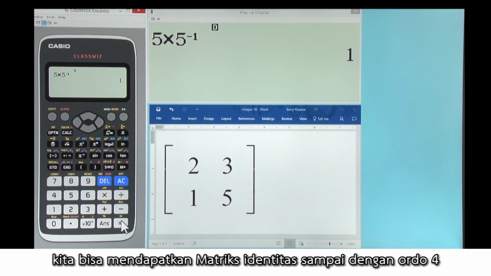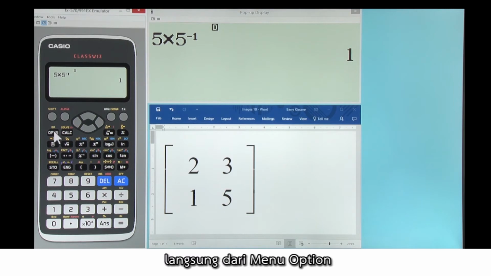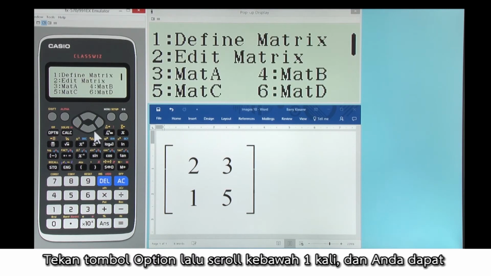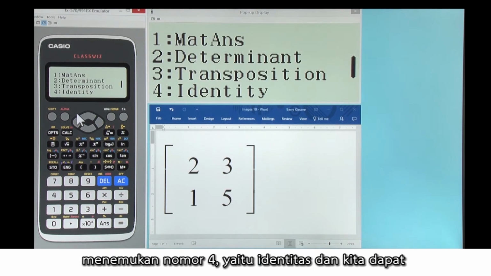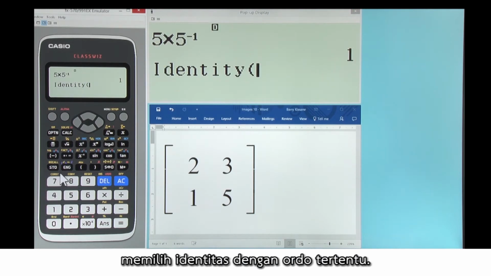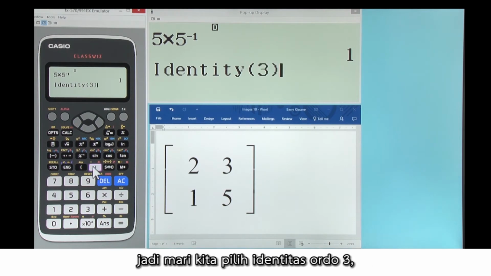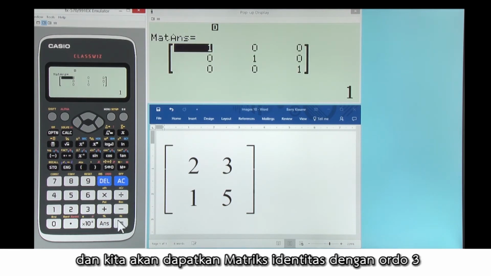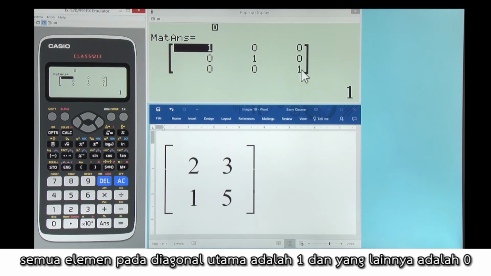We can get identity matrices of up to size 4 directly from the option menu. Option, move down 1, and you can see number 4 says identity, and we can choose an identity of a particular size. So let's choose an identity of size 3, and there's the identity matrix of order 3. All the diagonal elements are 1s and everything else is a 0.